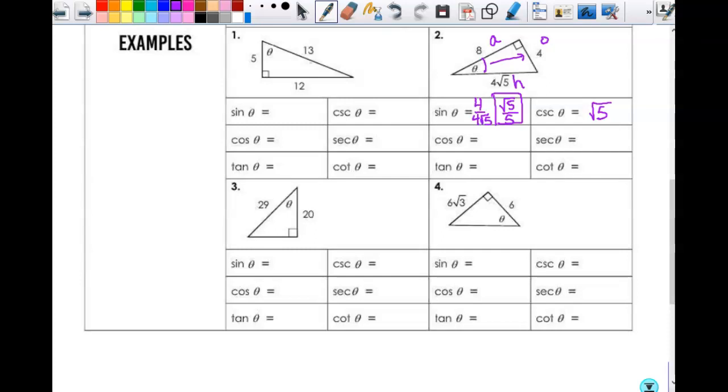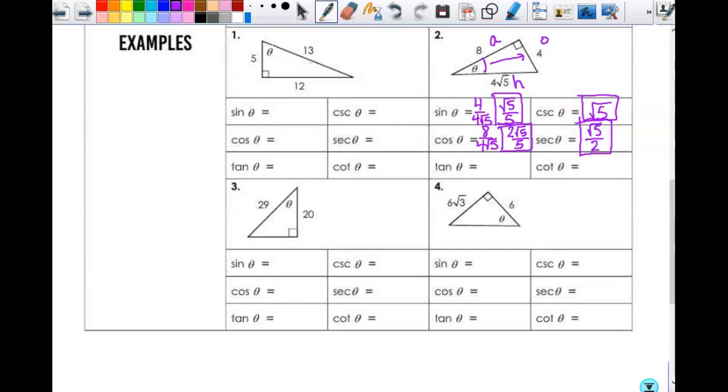All right, so then cosine theta is adjacent over hypotenuse, so that is 8 over 4 square root of 5. So when I just reduce it, I'm going to get 2 over the square root of 5, and then when I rationalize it, I end up with what? Good, 2 square root of 5 over 5. Secant, which is the reciprocal, if I use the 2 over square root of 5 version, then I will have square root of 5 over 2. These don't necessarily have to be boxed, but I'll be consistent.